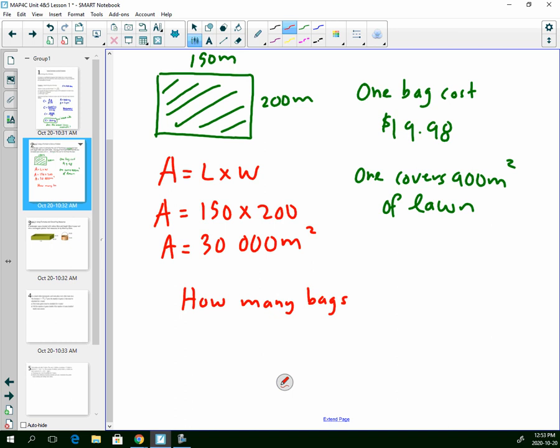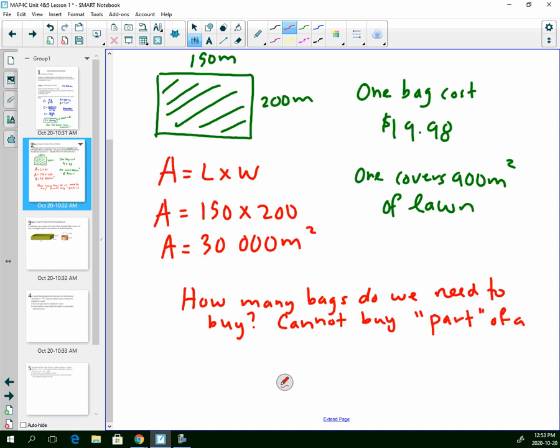So how many bags do we need to buy? Keep in mind that you can't buy part of a bag, right? You can only buy whole bags or full bags. Cannot buy part of a bag, right? So it has to be a whole number.